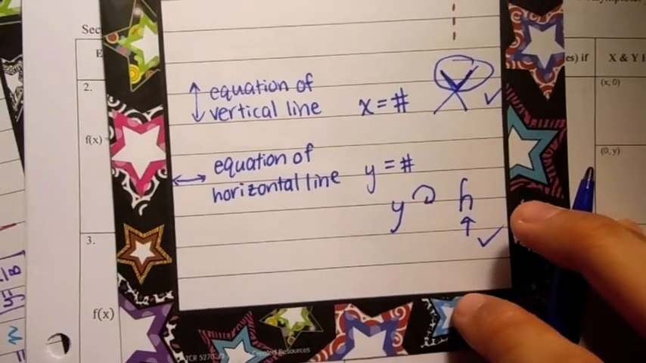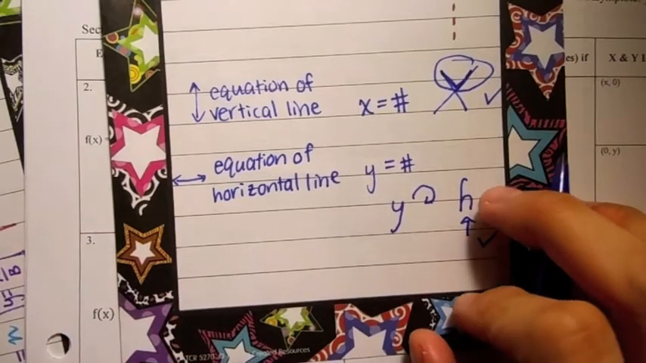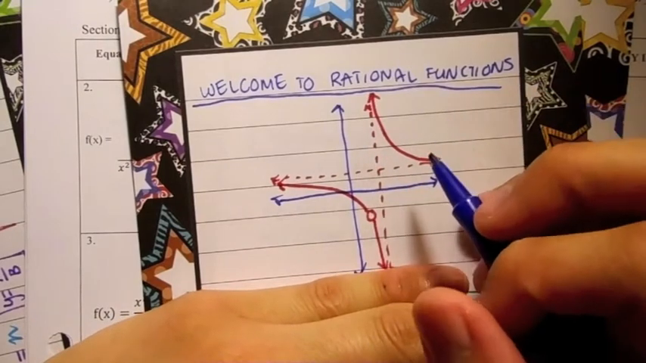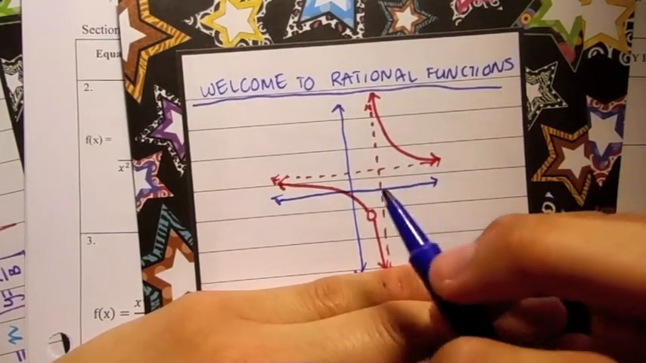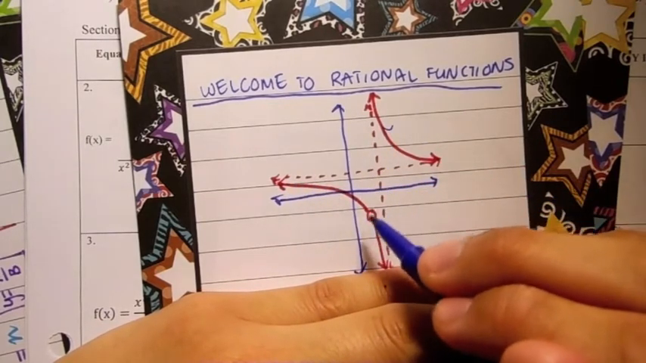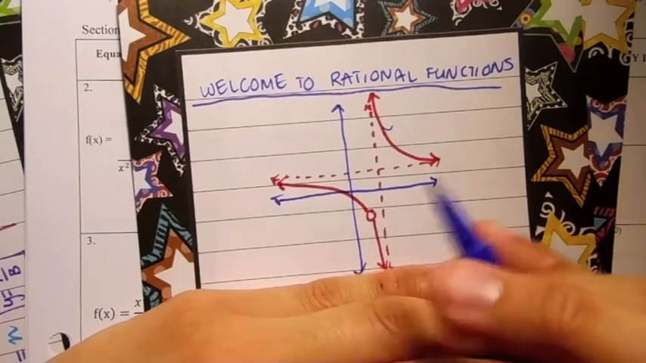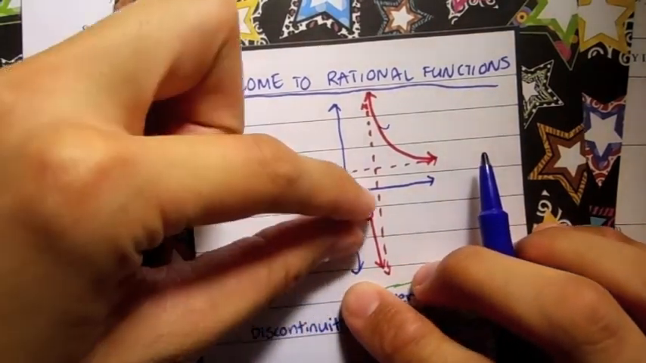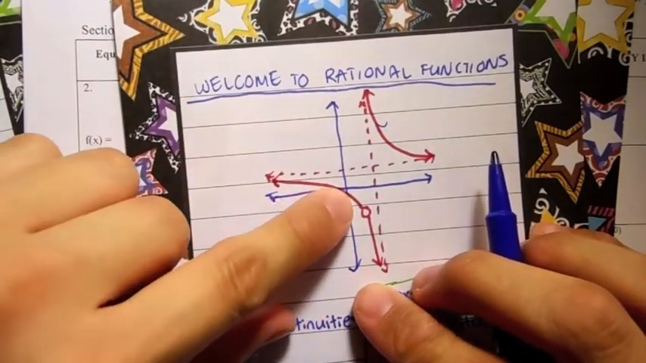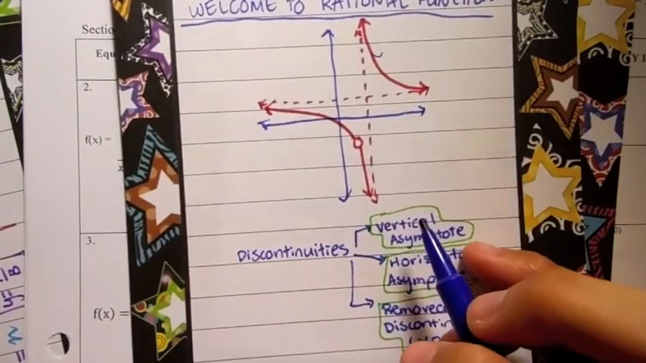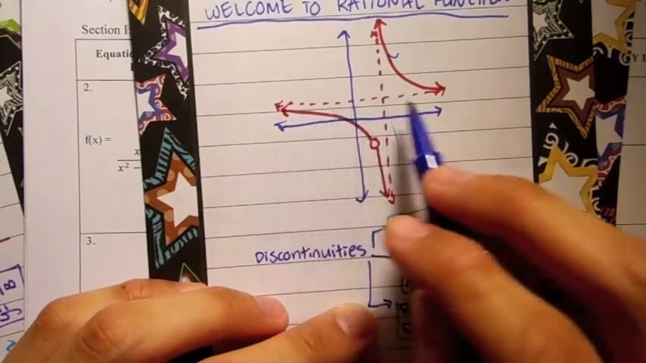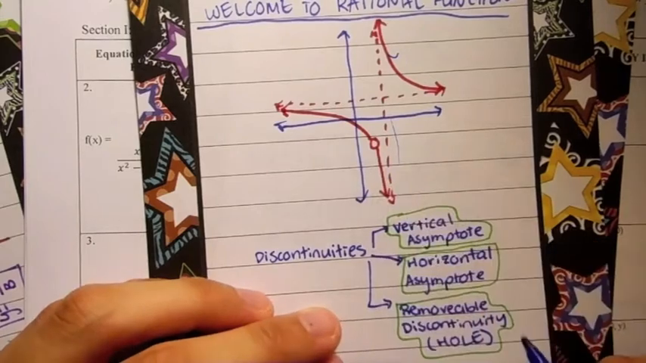Anyway, why are we identifying horizontal, vertical asymptotes? Well, welcome to rational functions. In rational functions, we have weird looking graphs. We have something called discontinuities, meaning I have horizontal asymptotes, vertical asymptotes, and I have something called holes, or we call those removable discontinuities, because it's like a point, but you removed it. So it's a removable discontinuity, meaning it discontinues the graph at some point. So again, we have three different types of discontinuities: vertical asymptote, which is this right here, horizontal asymptote, which is this right here, and removable discontinuities, or your holes.